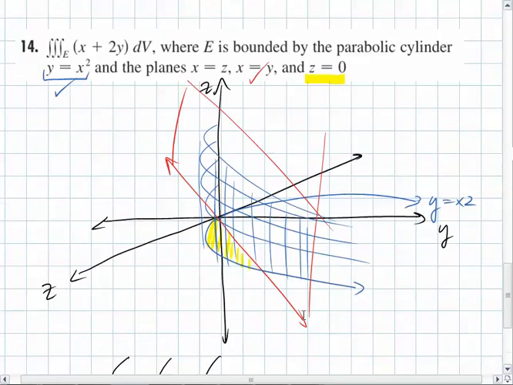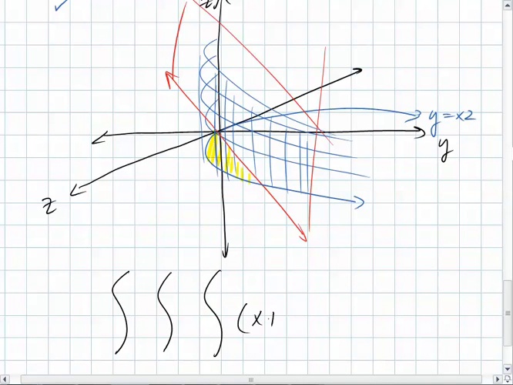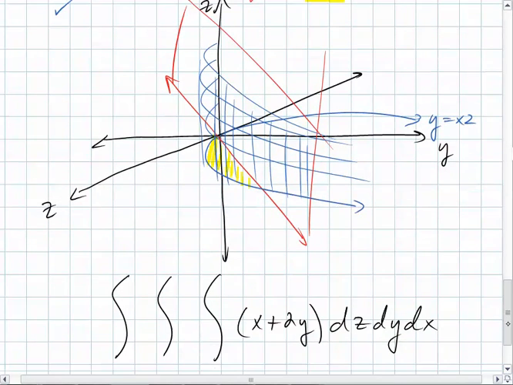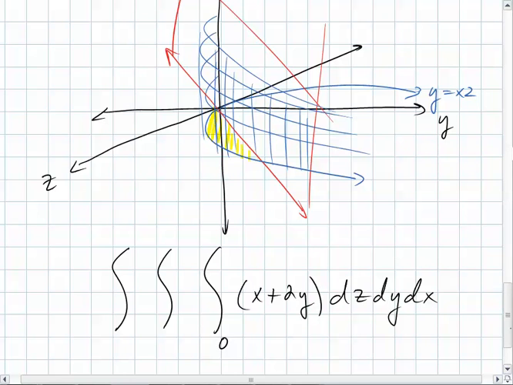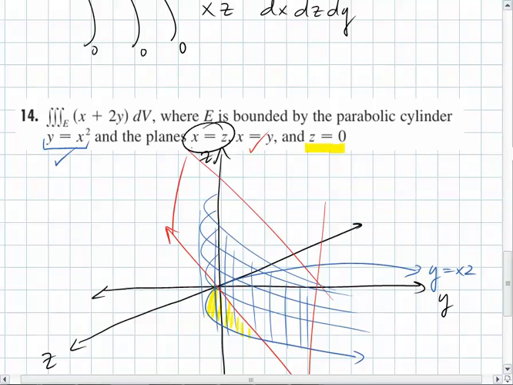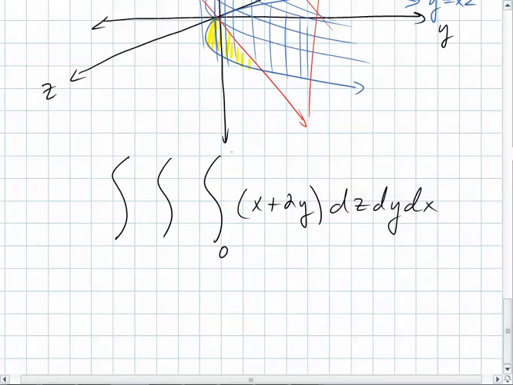So we have a triple integral. And what are we integrating on the inside? X plus 2y. So we like dz, dy, dx. What's the dz bound going to go from? This is easy. It goes from 0 to x.